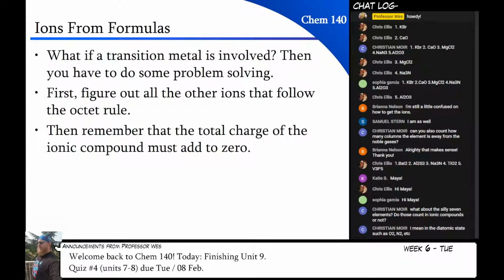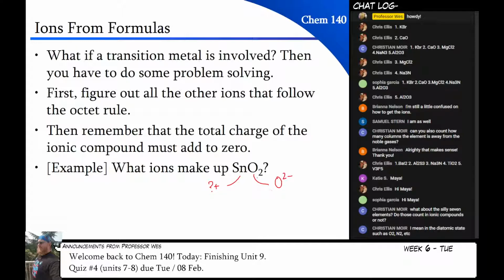And so what you have to do is use the other ions in the formula to figure out what the metal must be. So for example, let's look at this. I don't know what tin is. All I know is that it's positive, because it's a metal, right? But I do know that I have two oxygens, and oxygen in an ionic compound is always going to be this. So what must this be? Well, if the total negative and the total positive are equal in an ionic compound, you now know what it must be.